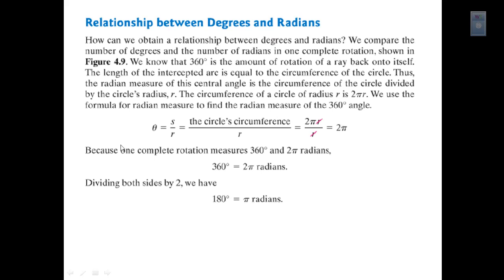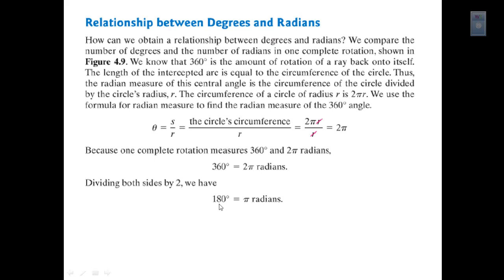Now, because one complete rotation measures 360 degrees, or 2 pi radians, the same thing, they have to be equal, and if they're equal, then we can simplify that down, and 180 degrees equals pi radians. So these are two things that are equal, just different units. And I know I keep saying that, but radians has no unit. But they're measuring the same thing, is the point.